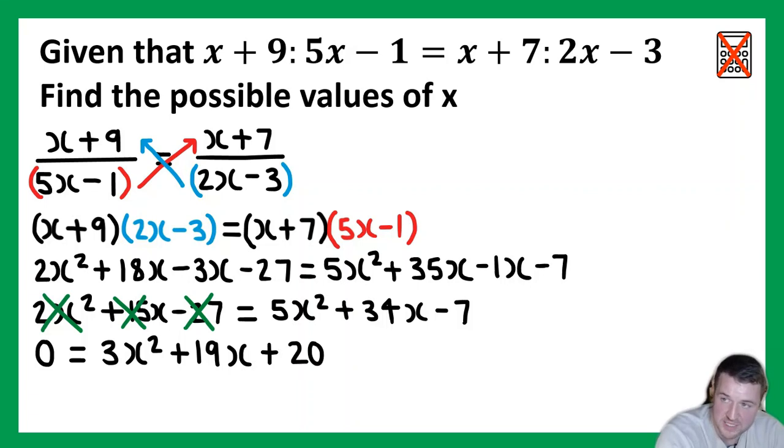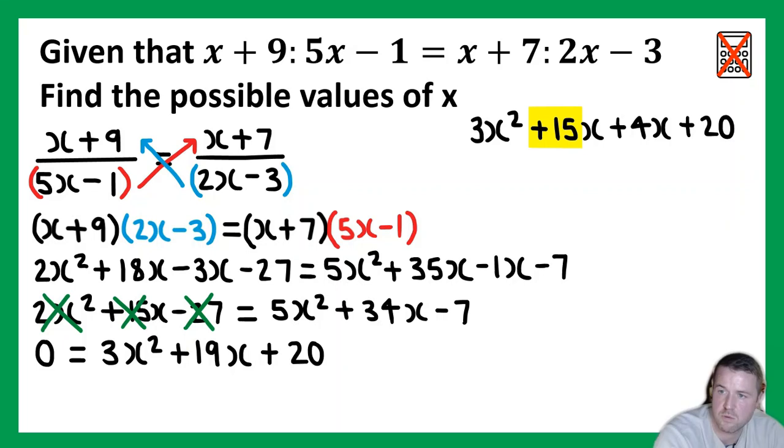Again, I have a quadratic equation on a non-calculator paper, so it's likely to factorize. And since the coefficient of x squared is greater than 1, I can use the AC method to help me do this. A multiplied by c is positive 60. And factors of positive 60 that add to give me 19 will be positive 15 and positive 4. Split the 19x term into positive 15x and positive 4x and factorize each side into single brackets.